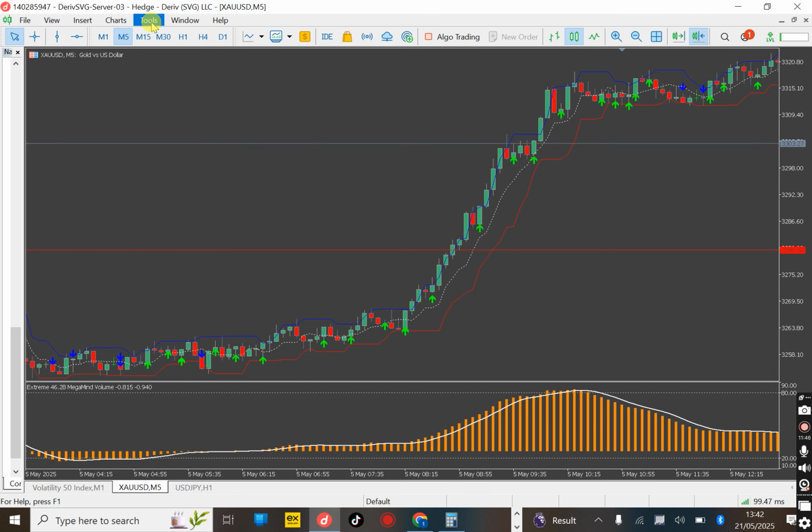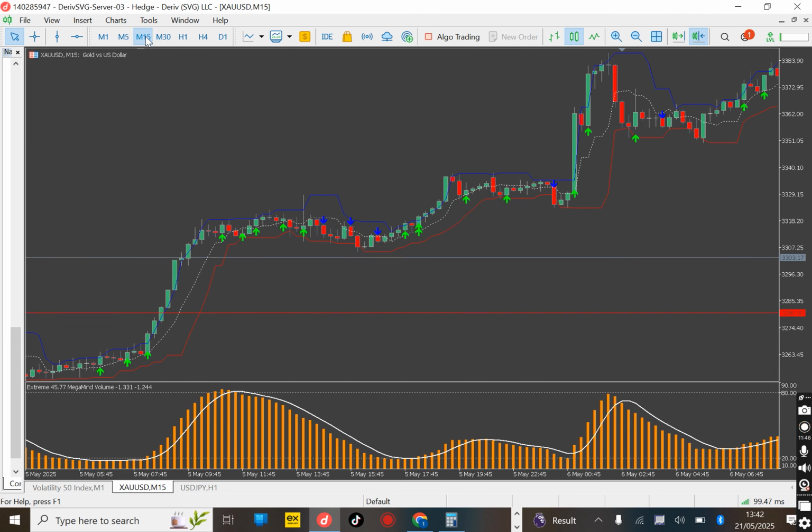This is on the 5 minute. Let me move to the 15 minute. It actually works on all time frames. You can see the 15 minute. We had an entry from here, and nicely it went up. This was a buy, it went up. You can target 1 to 2, 1 to 2, and you're going to make consistent profit.